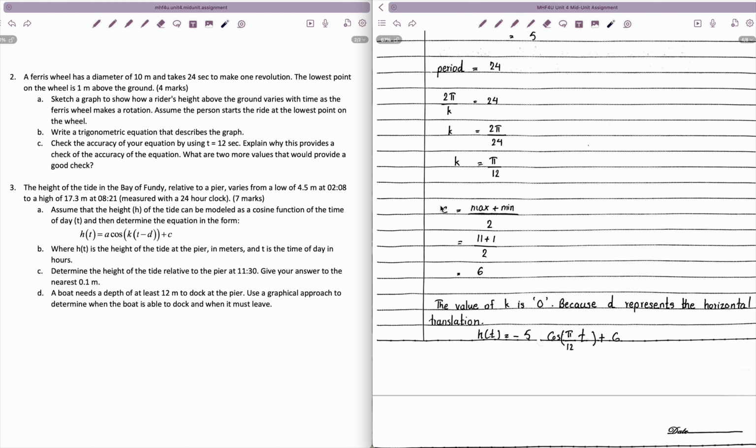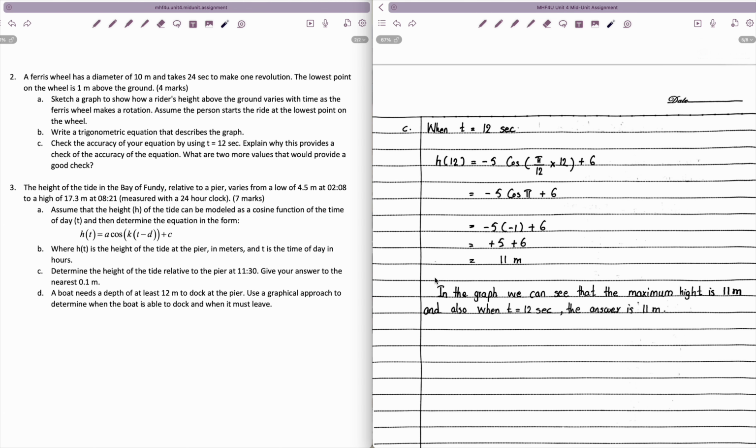And the equation of c is maximum plus minimum divided by 2. The maximum is 11 and the minimum is 1, so the value of c is 6. And this represents the horizontal translation, so the value of d is 0. So the equation of h of t is negative 5 cos pi by 12 t plus 6. This is for number B, and for number C is chart. We'll chart the point t equals 12 seconds.